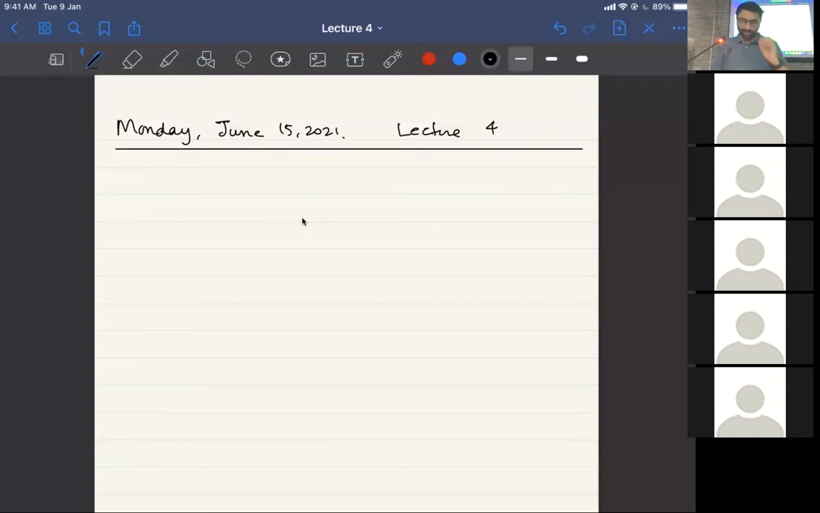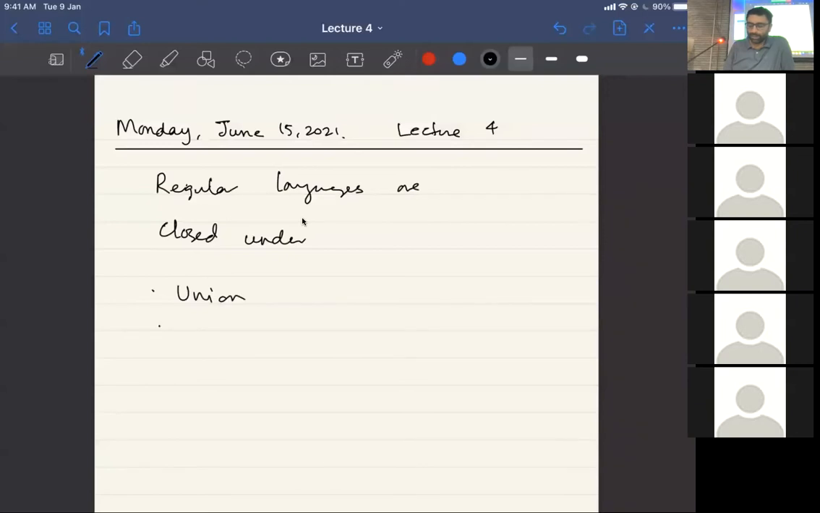Anyway, so last time we were talking about DFAs, NFAs, and we stopped at a point where we discussed that regular languages are closed under certain operations, right? So there were two operations specifically that we talked about, and the first one was the union, and the other one was the concatenation.